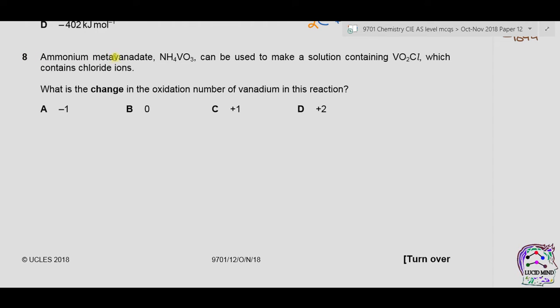Question 8. Ammonium metavanadate NH4VO3 can be used to make a solution containing VO2Cl which contain chloride ions. What is the change in oxidation number of vanadium in this reaction? We can find the oxidation states of vanadium in both these compounds. In first compound we have NH4VO3. In second compound we have VO2Cl.